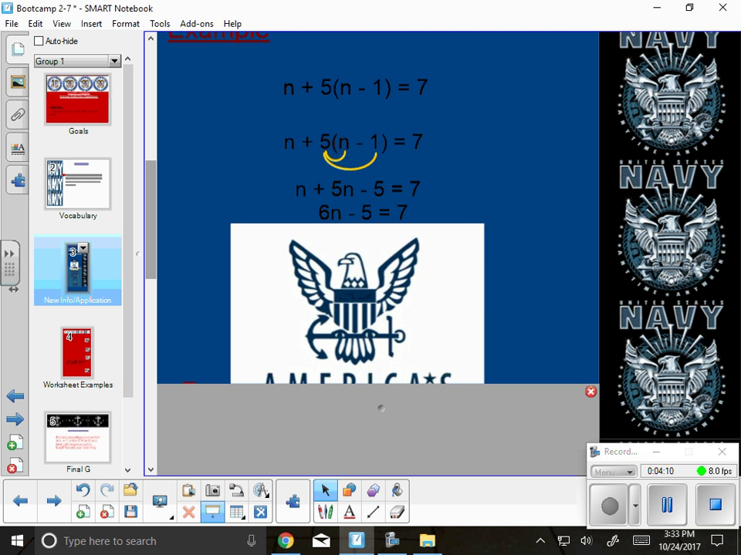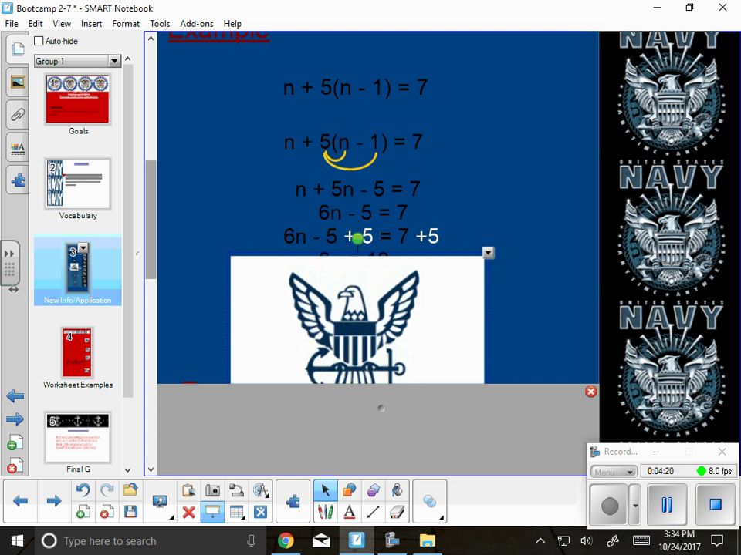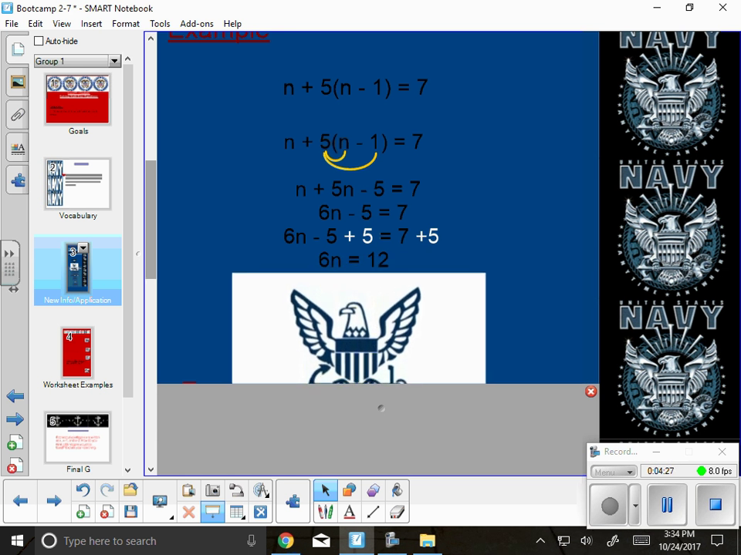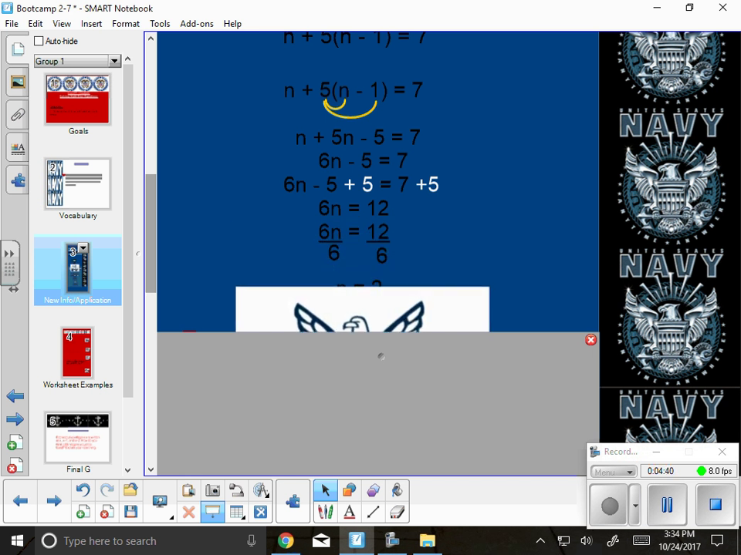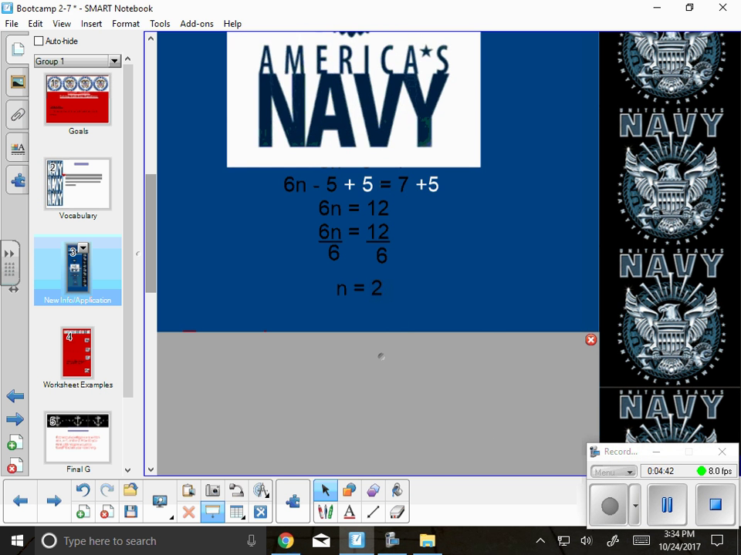From here, it's just like two-step equations. We're going to get rid of what is not attached to the variable by adding the opposite. So we're going to add a +5 to both sides. When we do that, we're going to end up with 6n equals 12. The next step is to get rid of what is attached to the variable, which is n. So we're going to divide both sides by 6. When we do that, 12 divided by 6 equals 2.